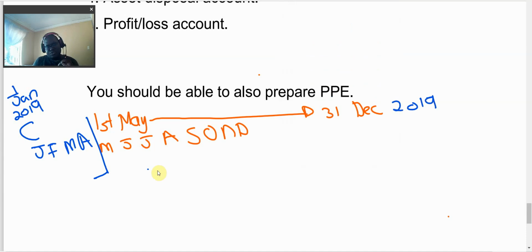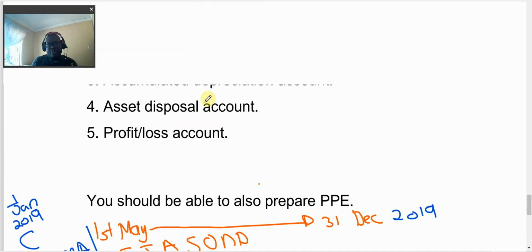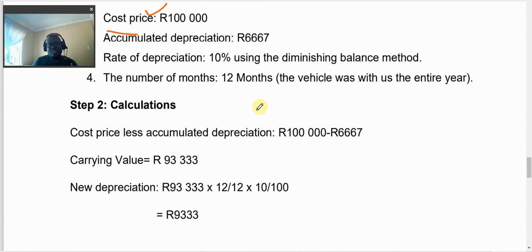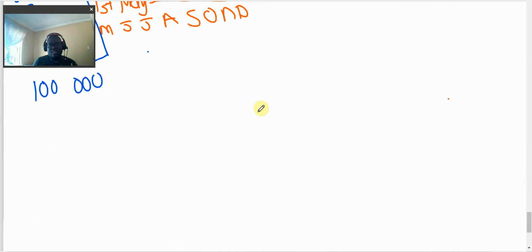So we firstly need to be able to calculate the depreciation for this first year when we bought this vehicle. We know that the cost price is 100,000, and then from the information we were told that the depreciation is 10%.